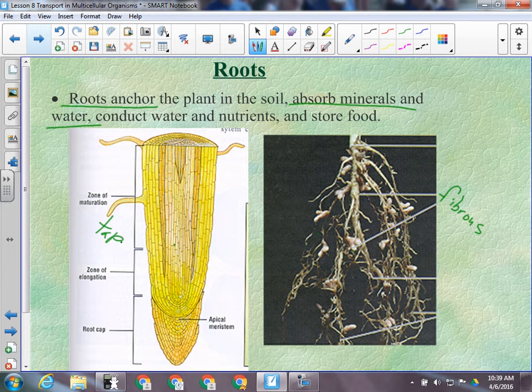Okay, typically things with a taproot don't have a lot of foliage above the ground, so they don't actually require a whole lot of water. If you look at a carrot, it's just got the tiny little sprigs of leaves above the ground. Same with a turnip or a beet. Whereas with peas and beans and things like that, there's a lot of above ground growth.